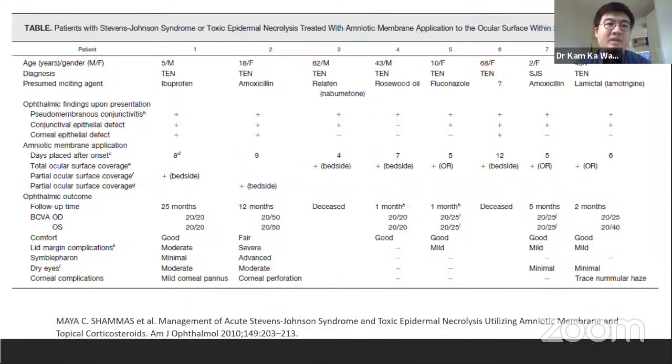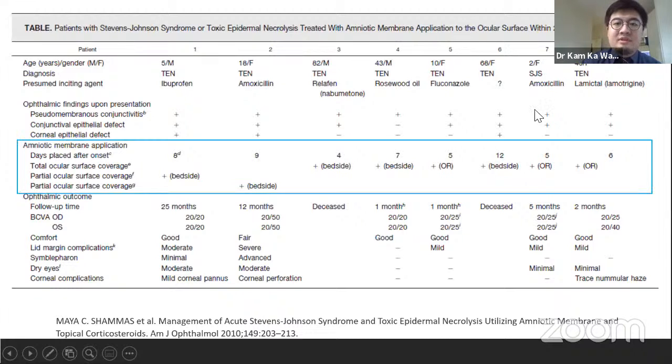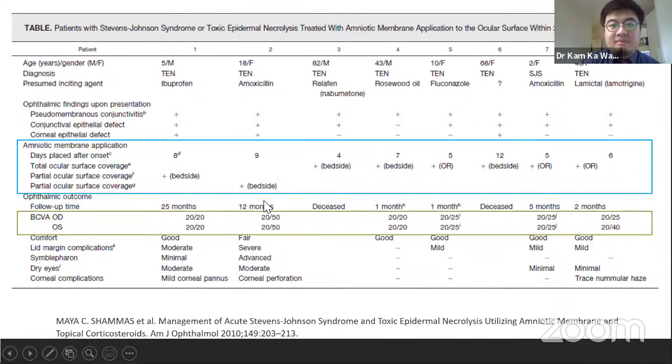At a similar period in New York, Dr. Maya Shamas looked at their own experience in 8 patients who are relatively young, at age 5 years old, 10 years old, 2 years old. Among these patients, there were different ways of applying the amniotic membrane, but nonetheless, many of them can achieve good visual outcome at the final follow-up.